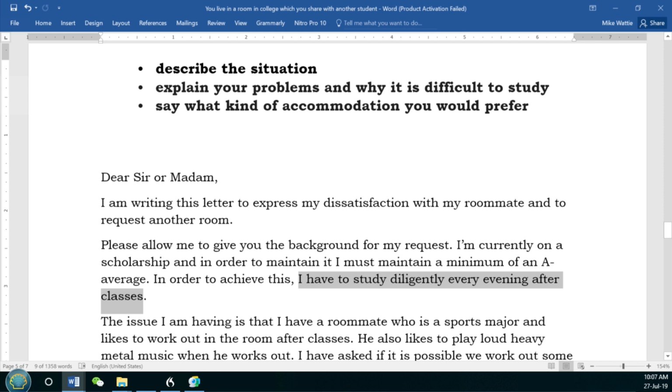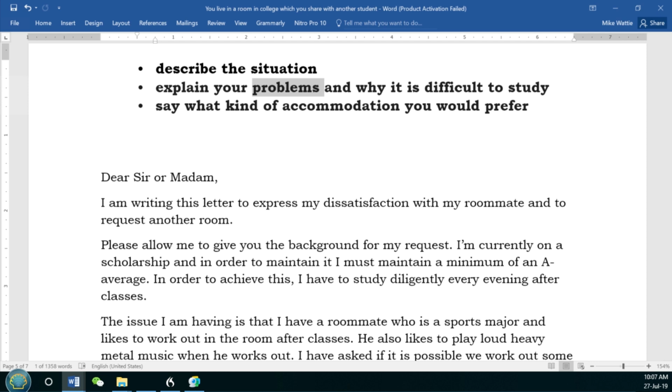Okay, so I've set up this situation. The situation is I'm a student who must maintain a score. I'm on a scholarship. This is not really an option for me. If I don't get the grades I need, I'll lose my scholarship. Then, now that we've established the situation, we want to go on to the problems. And note this plural S. This is incredibly, incredibly important.